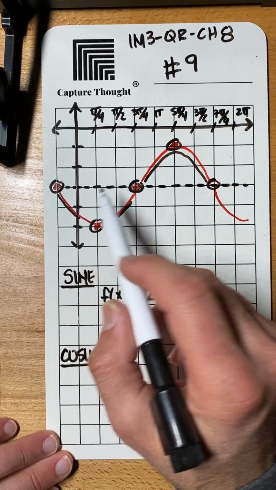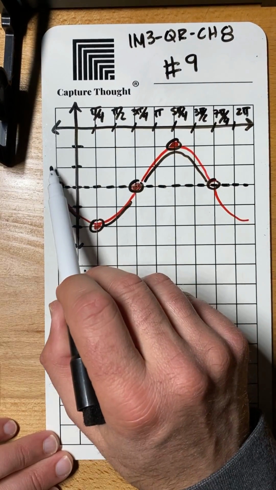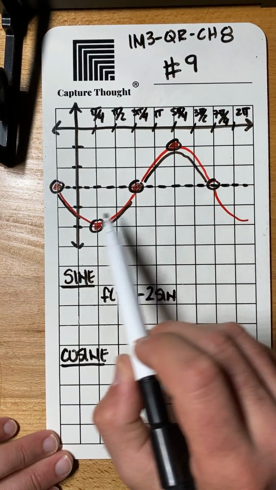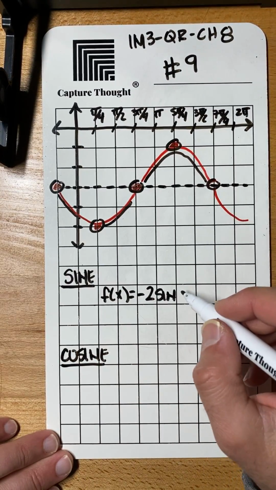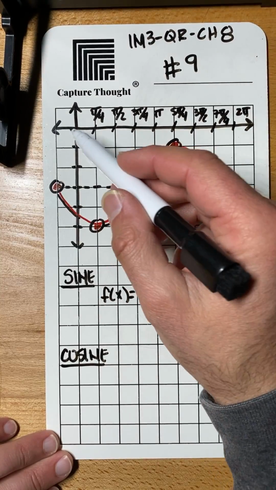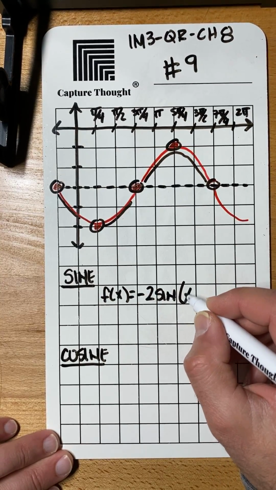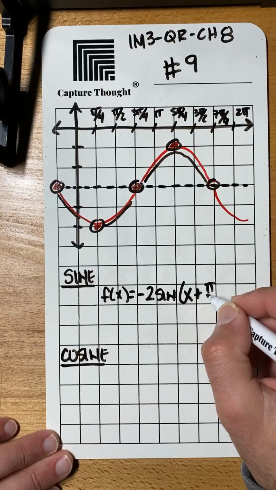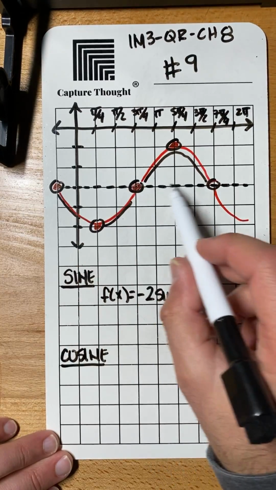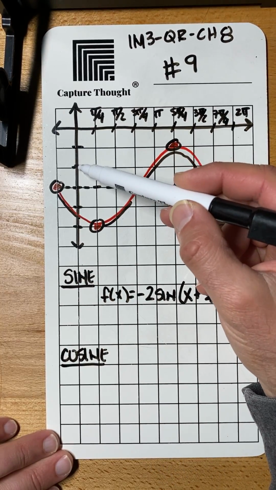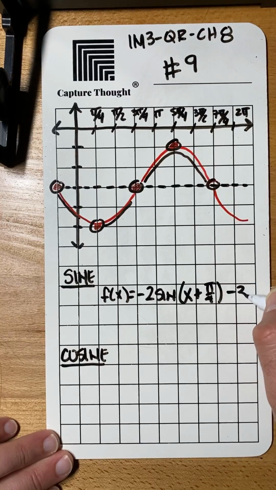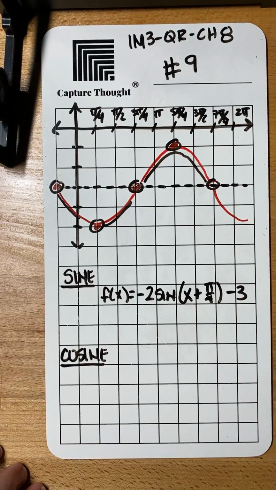My period is still 2 pi because from -pi/4 to 7pi/4 is still a distance of 2 pi. So that doesn't change. But the graph has been shifted over pi/4 to the left. So I would say x plus pi/4. And then the whole midline has been shifted down 3 units: 1, 2, 3. So that's a -3. So that's the one that I did for the sine function.